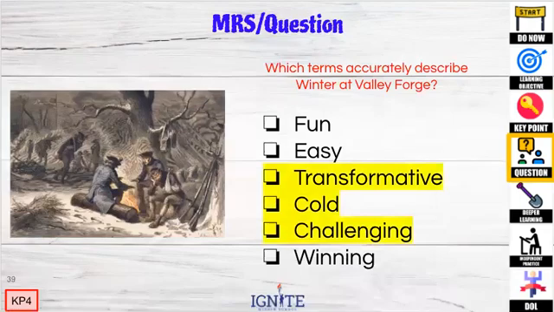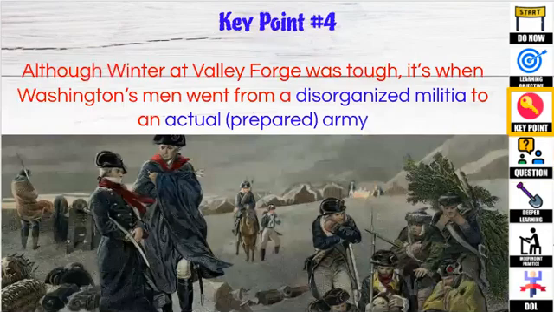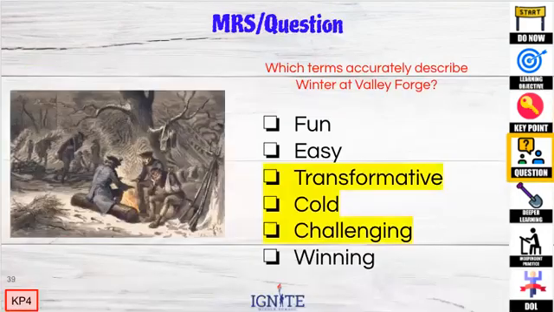Excellent. The correct answer: transformative, cold, and challenging. The reason it is transformative is because it's when Washington's army goes from being a disorganized militia to an actual prepared army. It was cold, it was the winter, it was snowy. Remember, a lot of the men got frostbite, and it was very challenging. It is not an easy thing to create a prepared army, especially in the dead of winter.